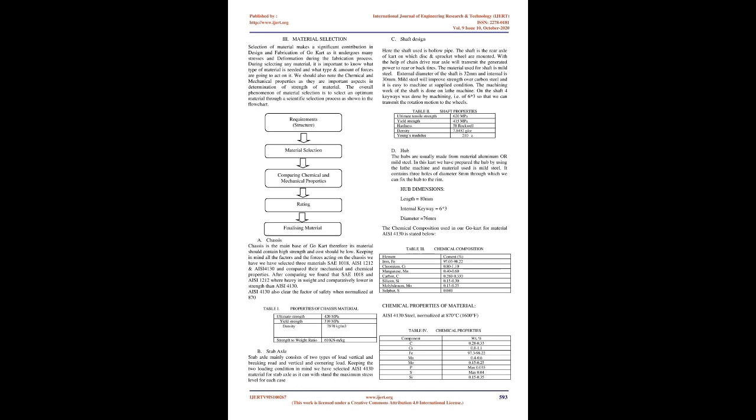The material used for the shaft is mild steel. External diameter of the shaft is 32 mm and internal is 30 mm. Mild steel will improve strength over carbon steel and it is easy to machine in the supplied condition. The machining work of the shaft is done on a lathe machine. On the shaft, 4 keyways of 6*3 were machined so that we can transmit the rotational motion to the wheels.